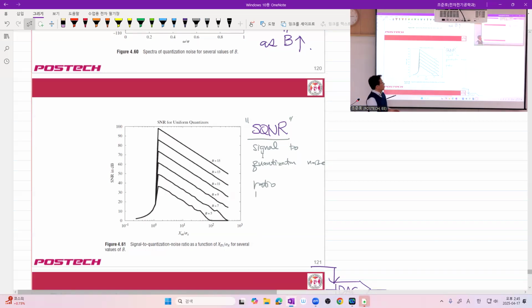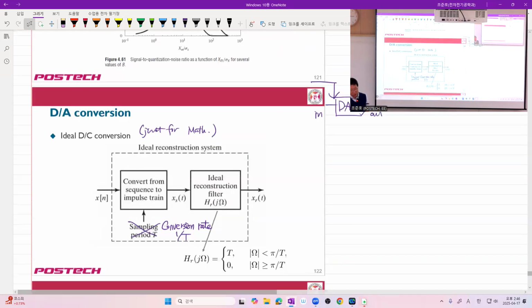By the way, this signal to quantization noise ratio may differ a lot if you change the input signal. So usually, to analyze nonlinear behavior of the uniform scalar quantizer, they restrict their input to sinusoidal signals, or a very simple thing. Otherwise, analysis is impossible.